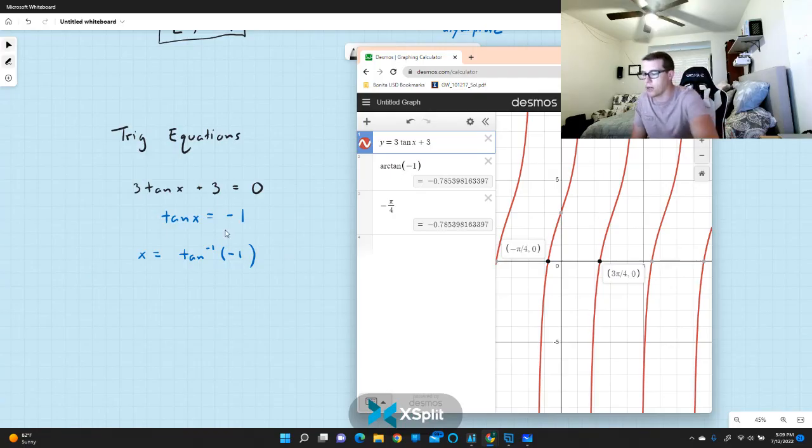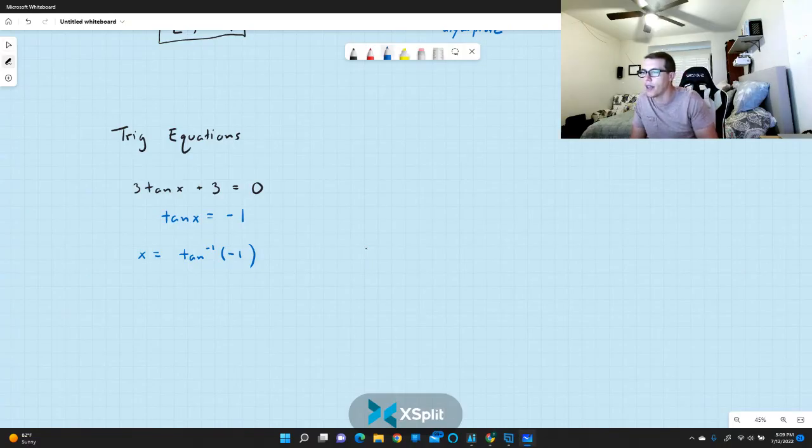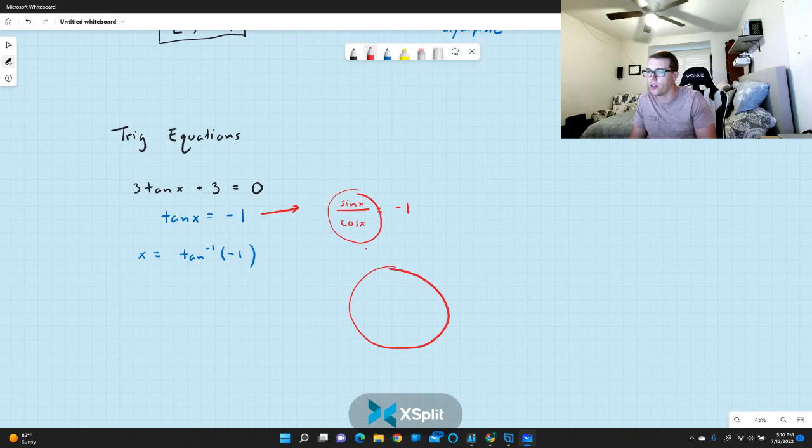But the way I would actually prefer you to do this is to remember tangent is sine over cosine. So this is really asking, where does the sine of x over the cosine of x equal -1? Or in other words, where is sine equal to cosine? Because if you divide sine by cosine, and you have the same value, you would get 1. So on the unit circle, which we're probably going to practice the unit circle on some of these Wednesdays, sine and cosine equal each other at the 45. So pi over 4, 3 pi over 4, 5 pi over 4, 7 pi over 4.